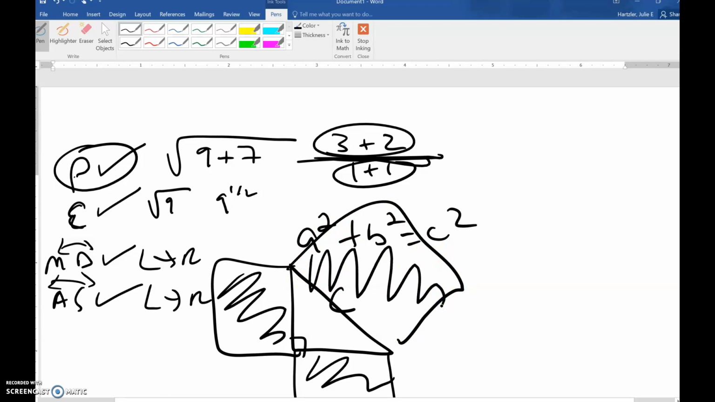So usually your last step is to always square root, because you want the length. You usually don't want to know what c squared is, you want to know what c is. So, all right, go ahead and try number 4 and number 5, and I'll come right back.